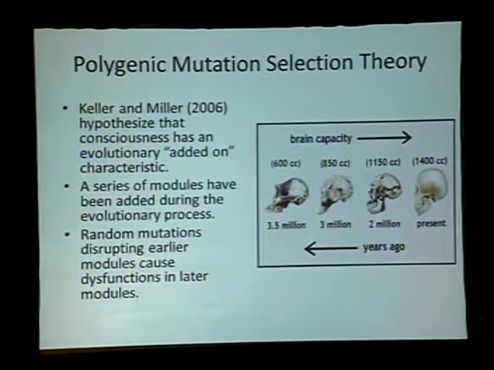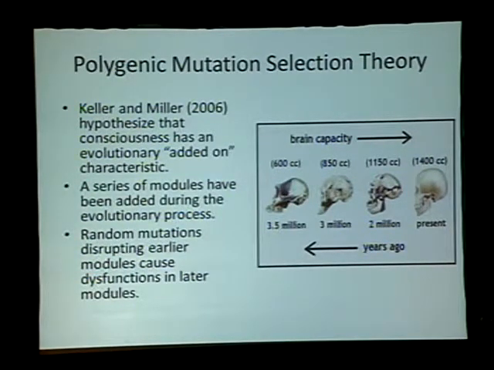Here's a theory which explains this phenomenon, the Keller and Miller polygenic mutation selection theory. They hypothesize that consciousness has an evolutionary added-on factor. In other words, we're going through this progression, a small brain, larger brain.